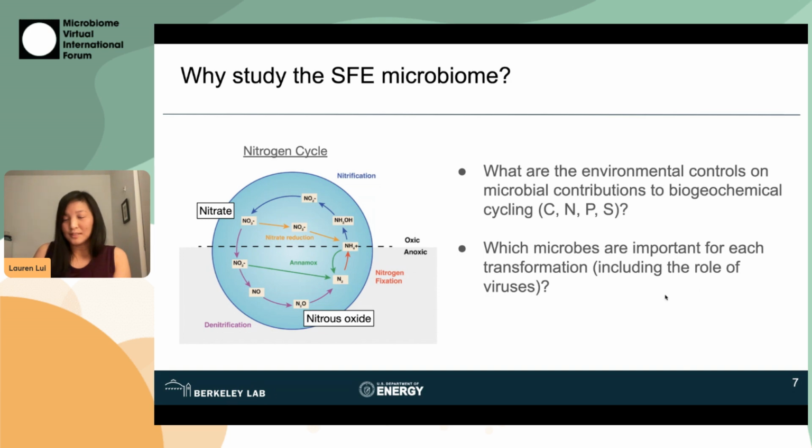The other part of this that's really important is understanding the role of viruses, which are often ignored. A lot of times the viruses will cause what's called a viral shunt. When the viruses lyse the cells, they actually increase nutrient cycling because they release all of the nutrients that are in the cells. So that was another goal of this project.